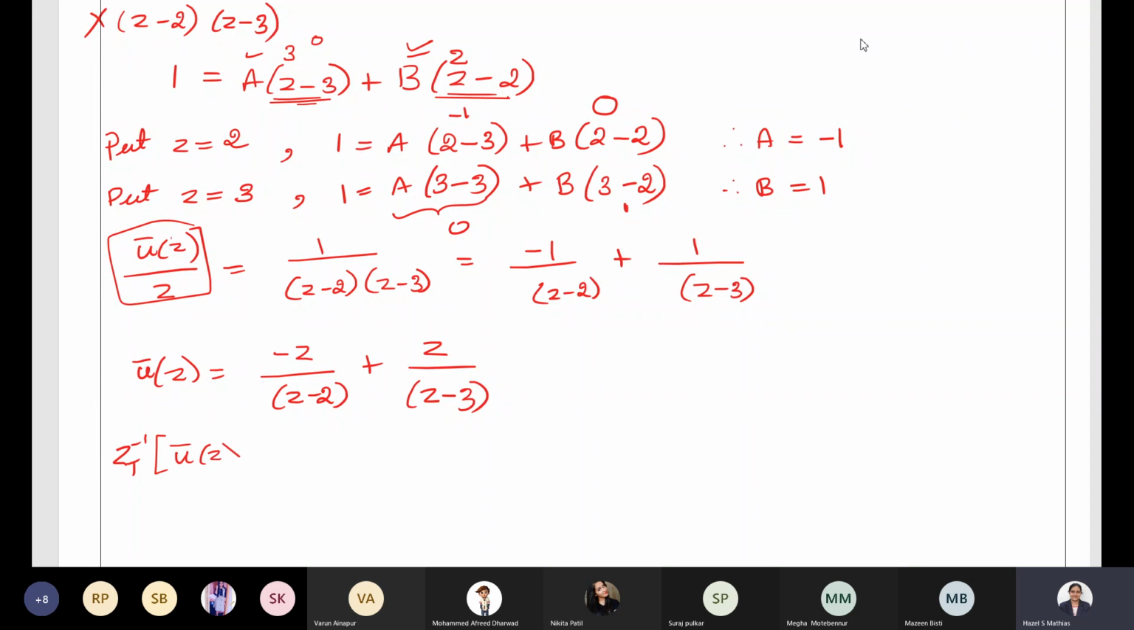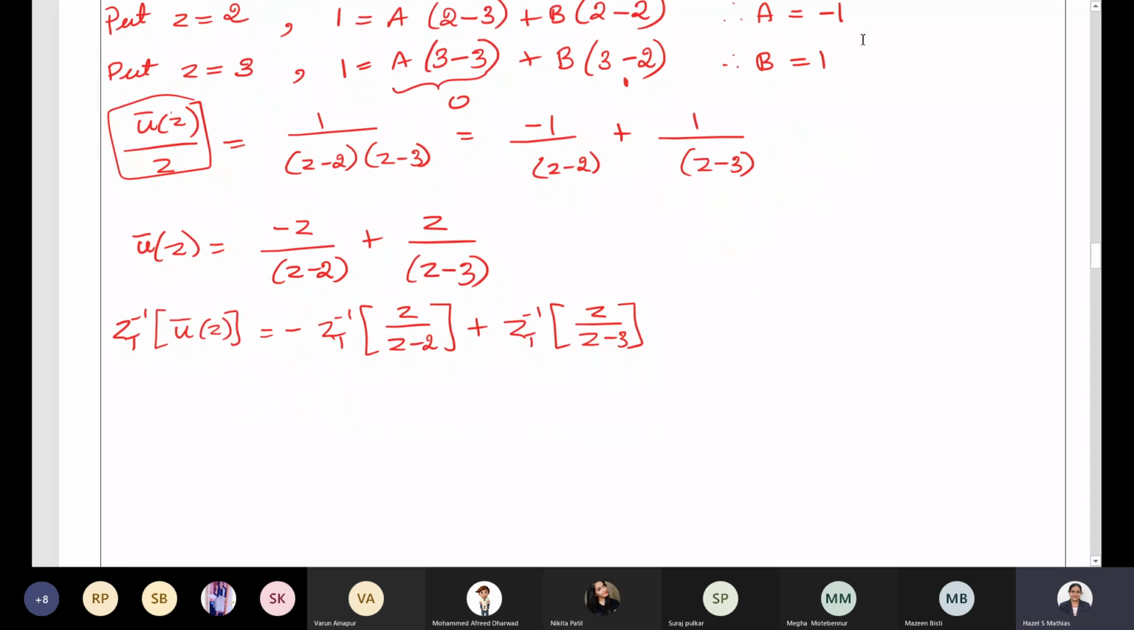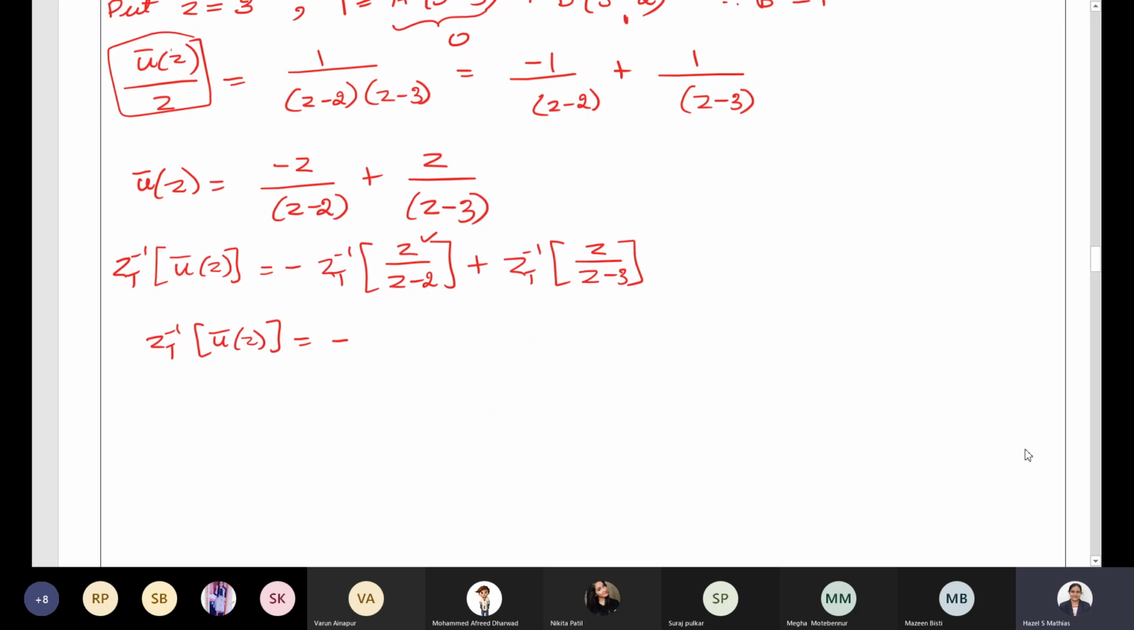So Z inverse of U bar of Z equals minus, the sign you can take outside, inverse Z transform of Z by Z minus 2 plus inverse Z transform of Z by Z minus 3. So what do we get over here now? What is the inverse Z transform of Z by Z minus 2? 2 power n. Very good.